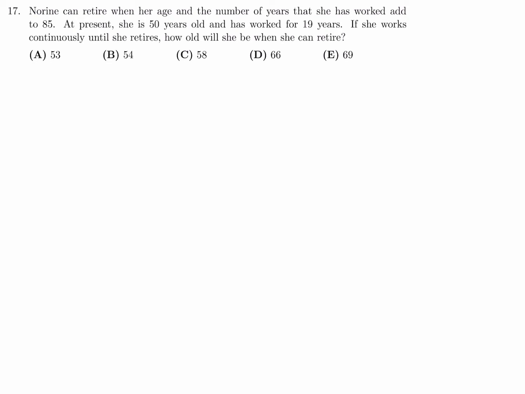Noreen can retire when her age and the number of years that she has worked add to 85. At present, she is 50 years old and has worked for 19 years. If she works continuously until she retires, how old will she be when she can retire? So she is 50 and she has worked for 19 years. So that means she started working when she was 31. And we have to figure out what age she can retire.